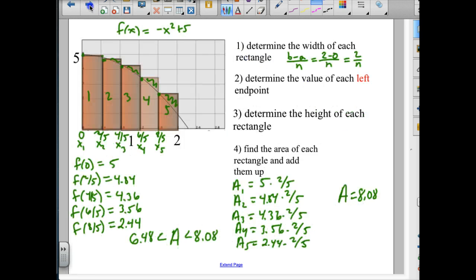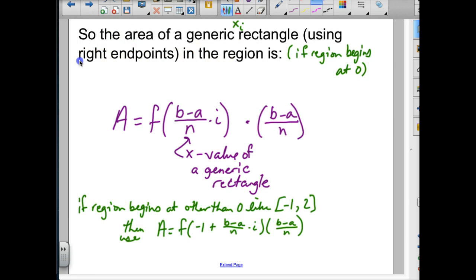2 over 5 times 1, or 2 over 5 times 2, or 2 over 5 times 3. We could do left or right endpoints, but we're just going to focus on doing the right endpoints. We don't have to do both, so we'll just pick one, and the right one is a little easier to do. So the x value we're going to plug into our generic rectangle is b minus a over n times i. And we're going to put actual numbers in here, but the n and the i are going to stay generic. They're going to stay variables.